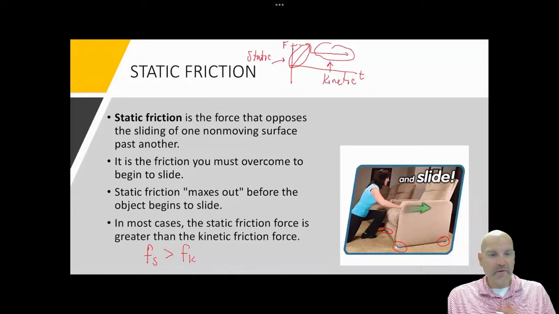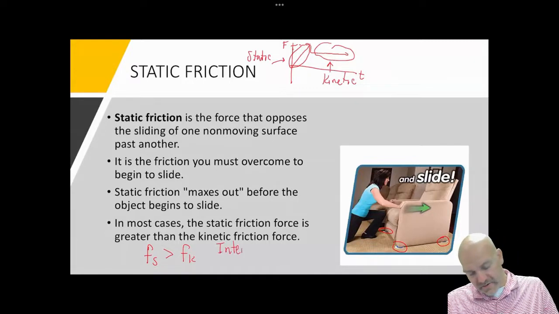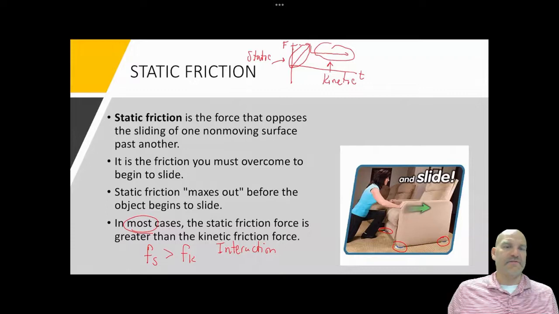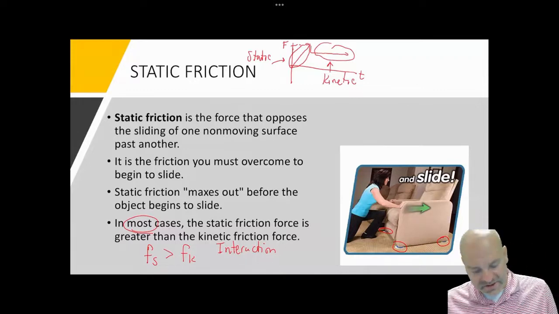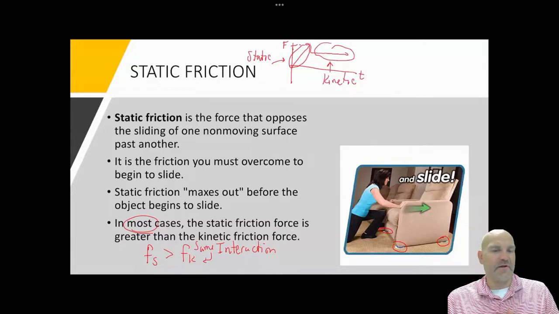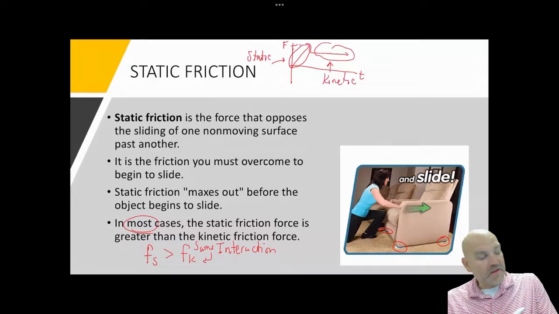Sorry, I lost one of my bullet points. Again, remember, we're looking at the interaction. That's why I'm saying in most cases, because everybody will ask, but what about here, where the static friction was less than the kinetic friction? Well, you have to make sure it's the same interaction. So for the same interaction, Fs is going to be greater than Fk.